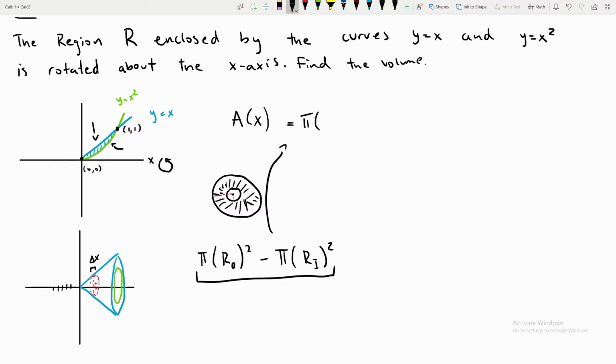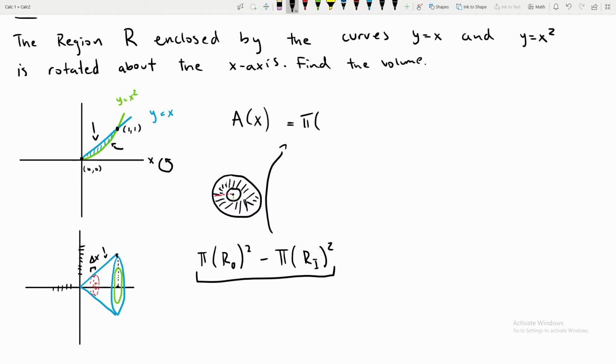And in this case, we can see that the outer radius, if we were to start here, is going to be the height of this blue function. And the blue function happens to be y equals x. So the height of it would mean, we're talking along this side, the height here. So it would be the y coordinate.